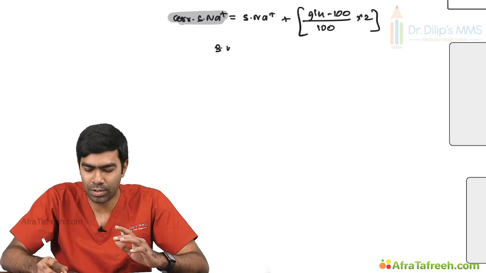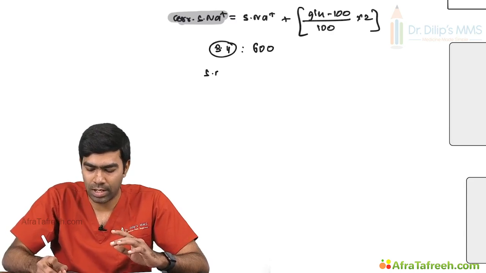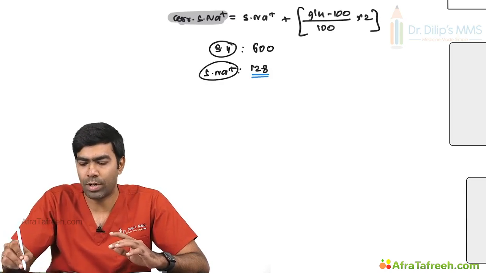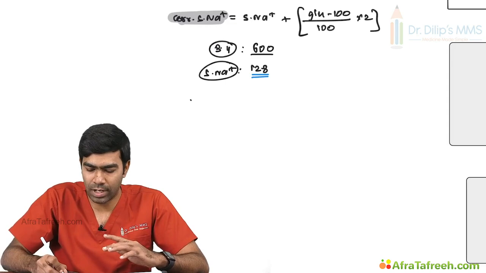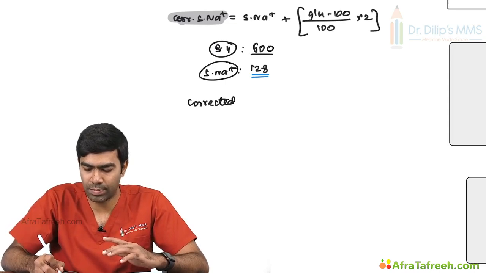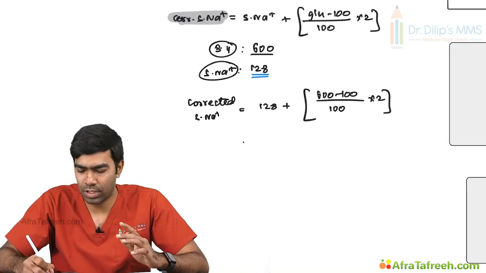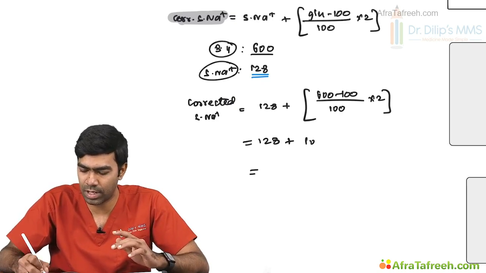So let us understand by an example. Suppose a patient's blood glucose is 600 and the patient's measured serum sodium is 128. We know that this is not a true hyponatremia, it's a false hyponatremia. It must be a false hyponatremia because the glucose value is very high here. So what will be the corrected sodium in this patient? That will be equal to the measured sodium, 128, plus (blood glucose 600 minus 100) divided by 100, multiplied by 2. So it's 128 plus 600 minus 100 is 500, divided by 100 is 5, multiplied by 2 is 10. So the patient's corrected sodium is 138 milliequivalents per liter.